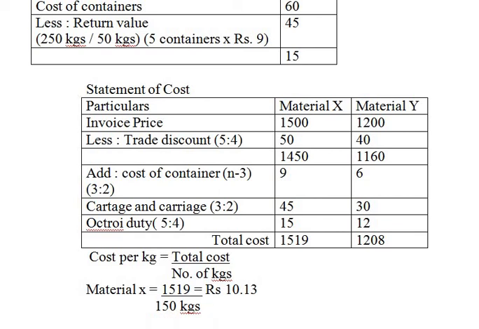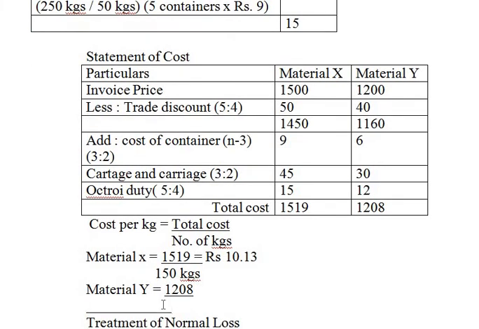Now the same thing we need to calculate for material Y. Total cost is 1208 divided by the quantity, which is 100 kgs, which equals rupees 12.08.